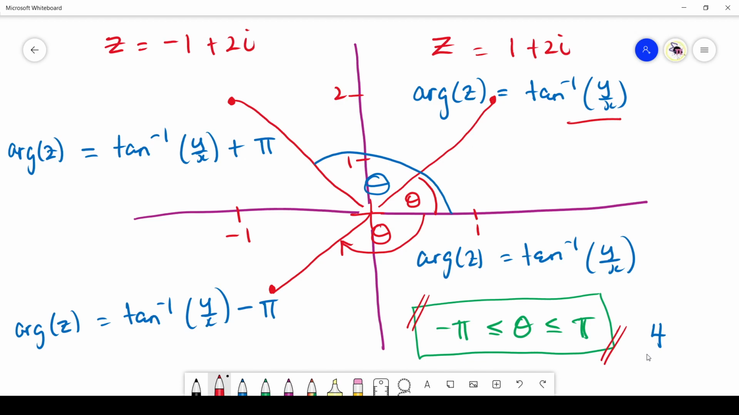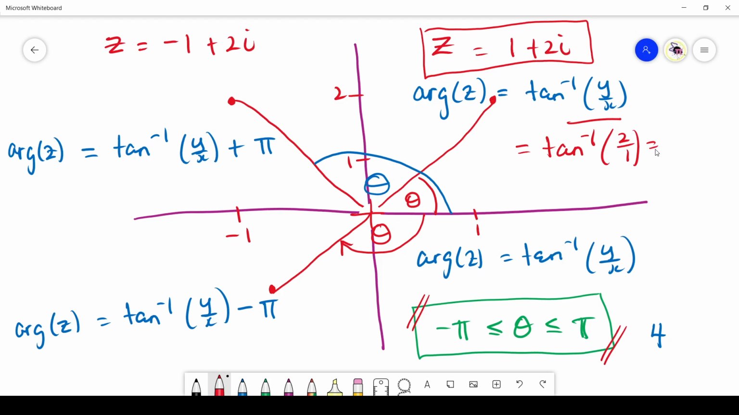Okay, guys? One final point about the angles, just take note that the argument is always measured in radians. It's radians. So for example in this one here, if z were indeed 1 plus 2i, and we had to work out the value of the argument, y is 2 over 1, and tan inverse of that is 2 over 1.